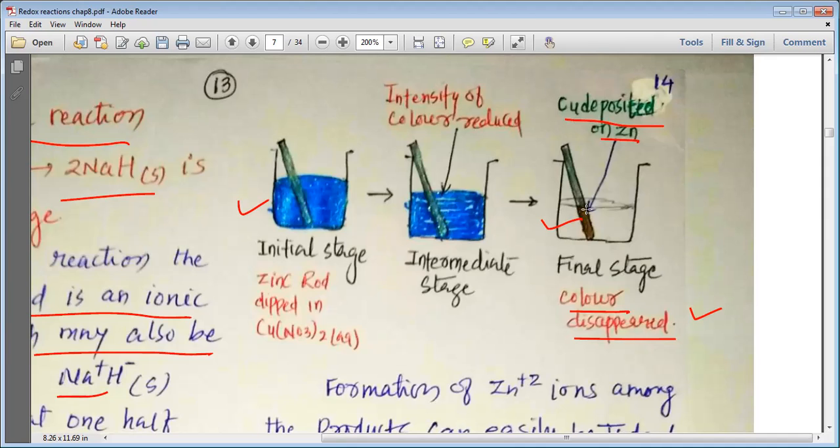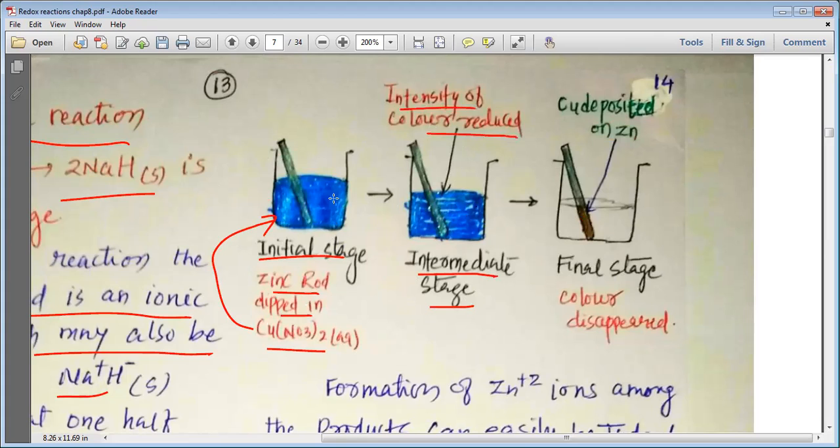You can see this even more clearly in this figure, where I have tried to make the color as good as the color of copper. Here you can see that in the initial stage, we put a zinc rod deep into the copper nitrate aqueous solution, which was blue in color. After some time, in the intermediate stage, the intensity of color is reduced. From dark blue, it turns light blue. And at the end of the reaction, finally, this blue color has disappeared and there is a deposition of copper on the zinc rod.